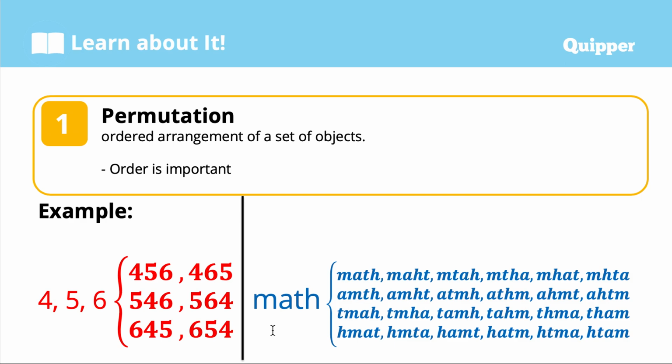Another example of a permutation is the number of ways we can arrange the letters in the word math. And these are all the different arrangements. We have 24 different arrangements, and that is the number of permutations.